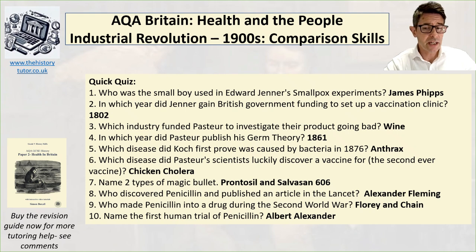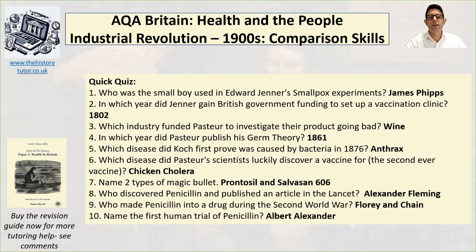Question number 9, somebody else who could do this was Florey and Chain. They made a drug out of penicillin during the Second World War and started to test it. Their first human trial, after a number of mice experiments and other things, was Albert Alexander, a police officer who had been infected by a prick of a rose bush and had a severe infection and was dying. They managed to help him a lot, but didn't have enough penicillin to save him.